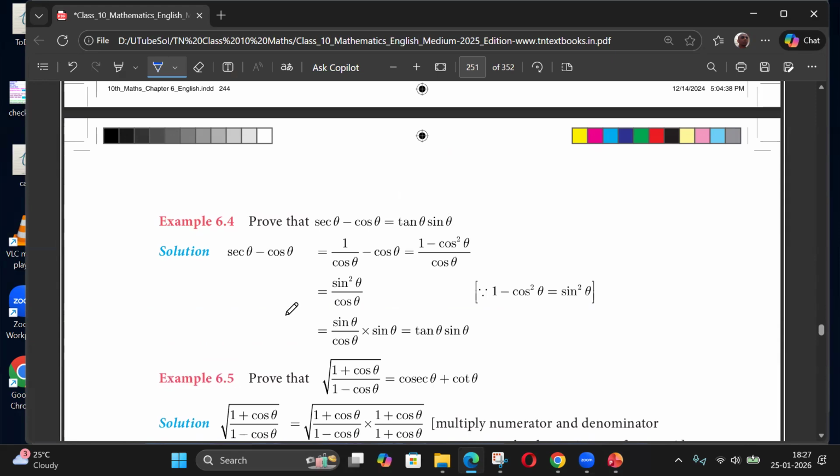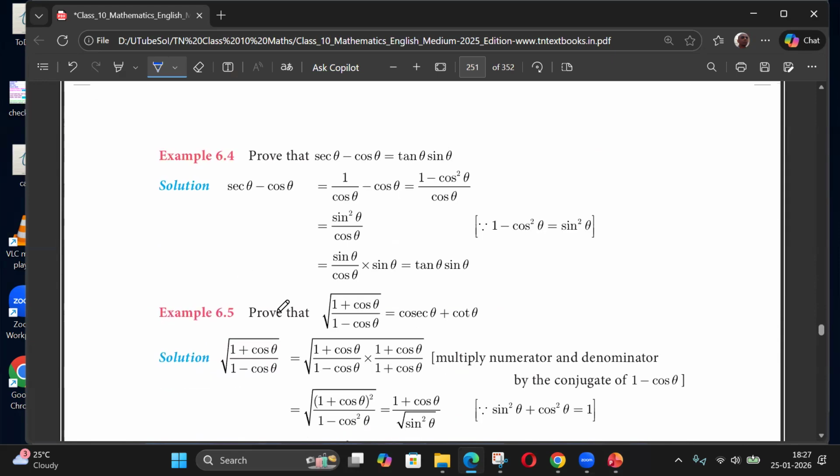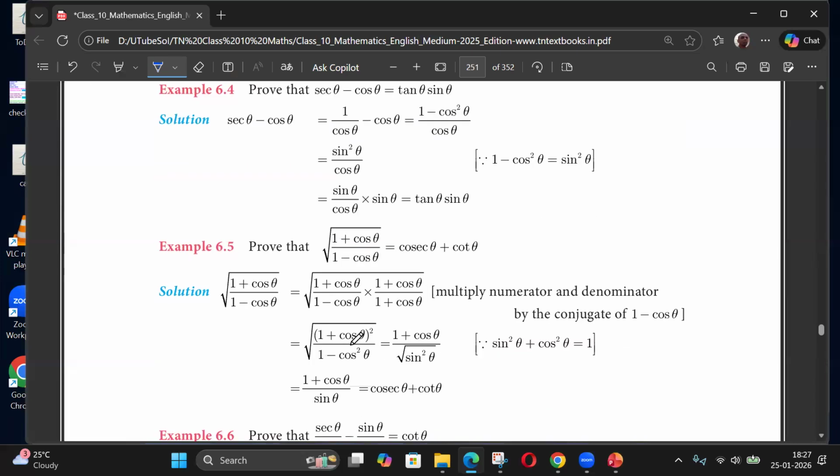This one. Same technique. You can multiply by 1 plus cos theta, numerator and denominator. Or 1 minus cos theta. So 1 plus cos squared, we'll get 1 plus cos by sine square. So then it would be cosecant plus cot theta.